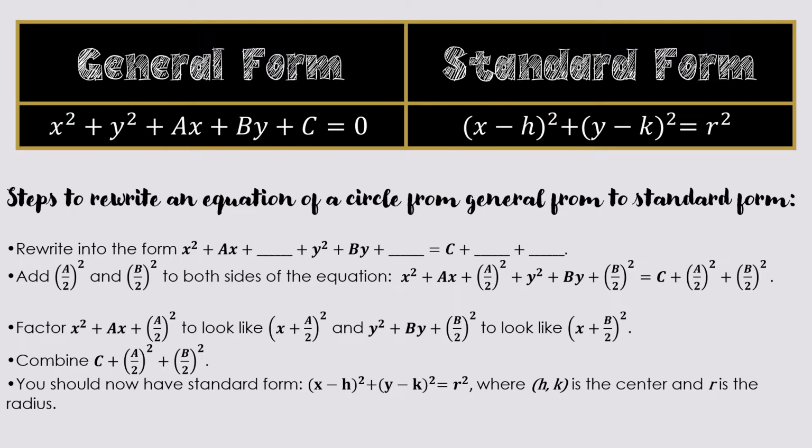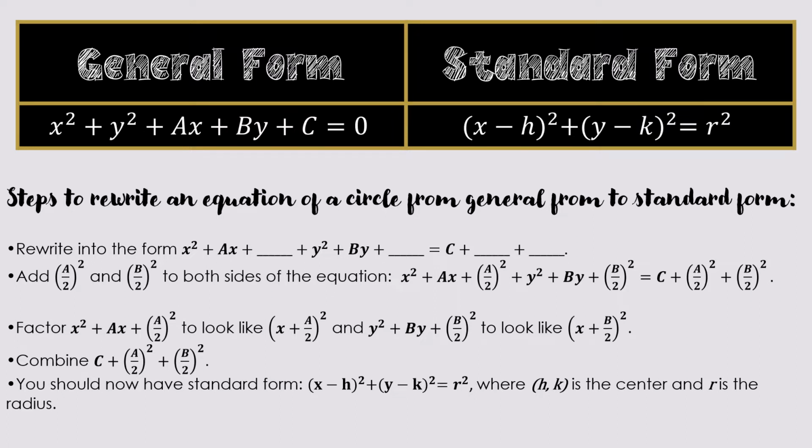Your first step is to put the x's together. So you're going to do x squared plus ax, and you're going to leave a blank space after the ax. Then you're going to add the y squared and the by, and leave a blank space after that by. And then equals, you're going to have your constant over to the right side, and you're going to have two blanks after that. If you were at Milton last year for Algebra 1, this should definitely look familiar.